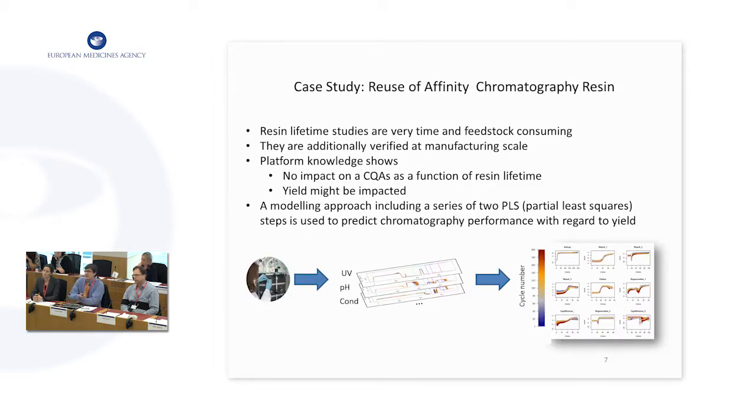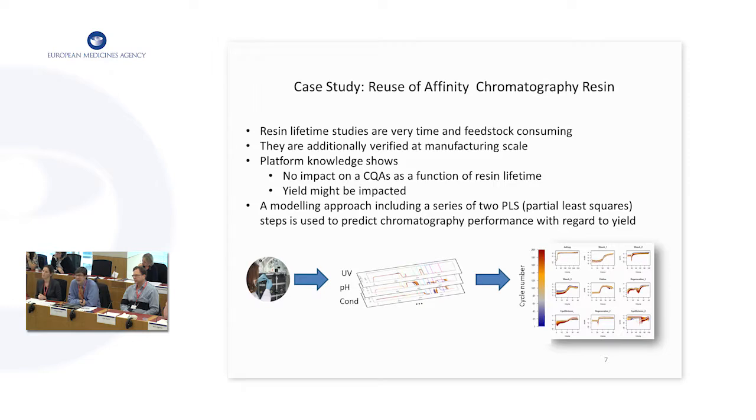A case study I have here is also related to protein A chromatography and the reuse studies. This is something where we have to say that it is a very feedstock consuming and time consuming effort with, personally I would say, limited value. We anyway do a verification at manufacturing scale. We have seen in I guess all the products that no impact on the CQA was detected so far in the resin lifetime for protein A. So we really want to not study it again and again.